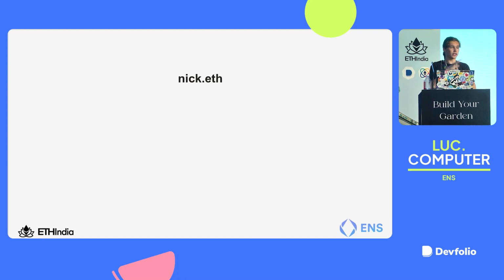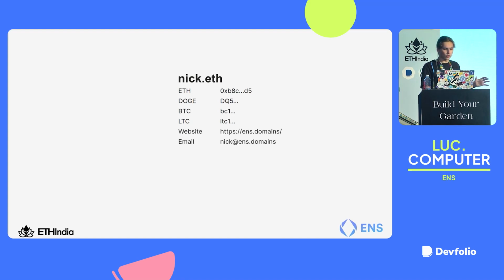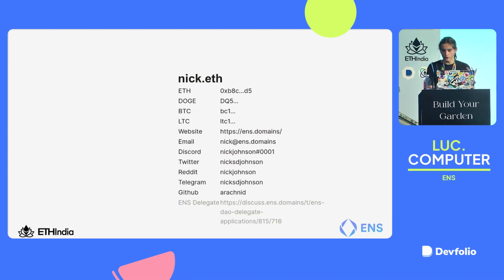So it's not just your ENS address, it's your ETH address, right? Your 0xB8C, blah, blah, blah, blah. Your Doge address, because why not have a Doge address? Your Bitcoin address, because why not have a Bitcoin address? Your Litecoin address, and a whole bunch of other chains that we support. Your website, if you have a centralized website. Your email, because email. Your Discord, your Twitter, your Reddit, your Telegram, your GitHub, your ENS delegate link in case you want to be an ENS delegate and you have a forum post about it, your avatar, and a whole bunch more. ENS names have key value storage.